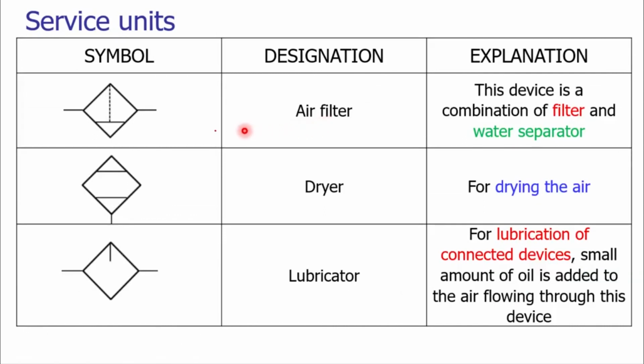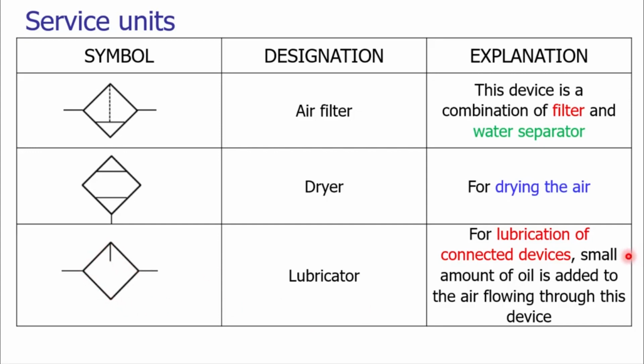The air filter has been shown in this way. We have already discussed the representation of the air filter in our previous class, when we saw the meaning of the service unit. The dryer has been shown by using this symbol. The lubricator device can be shown by using the symbol as there on your screen.